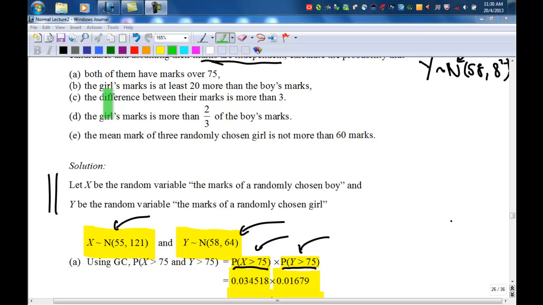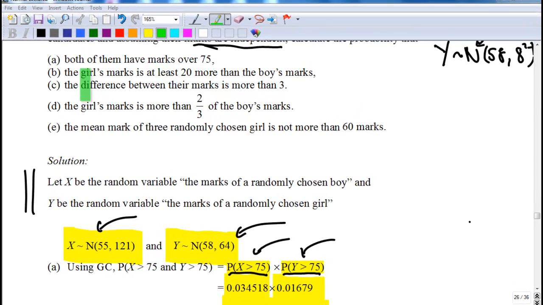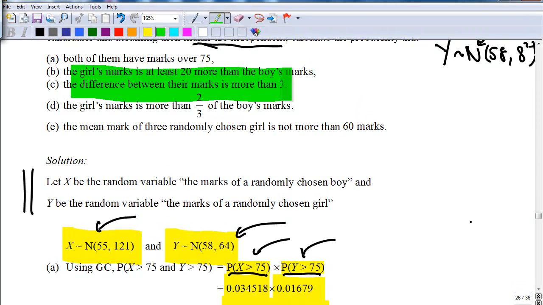Now in part C, you're asked to find the probability of the difference between their marks to be more than 3. Now how can we change this to a math statement? First of all, the mark scored by a girl is Y. The mark scored by a boy is X. So the difference will be Y minus X, and you want it to be more than 3.